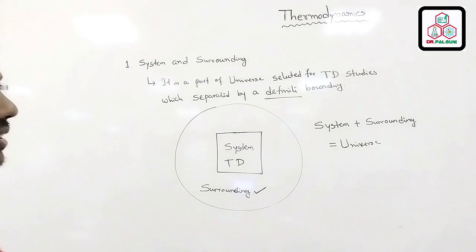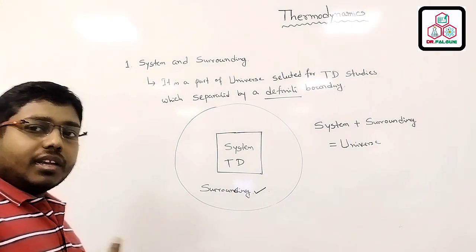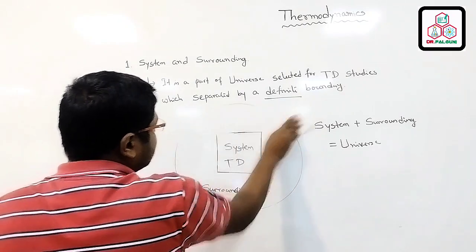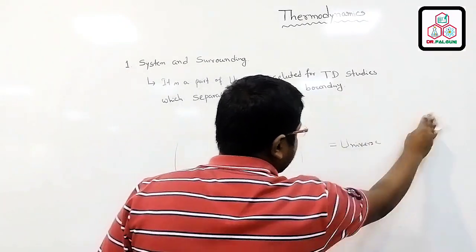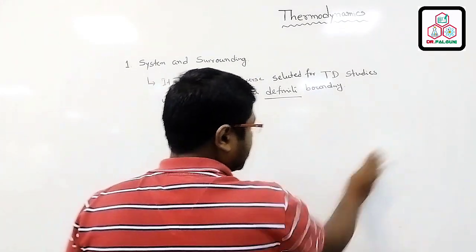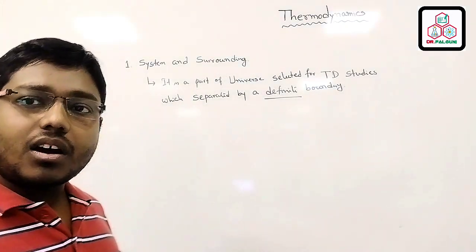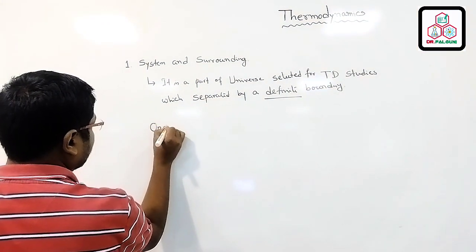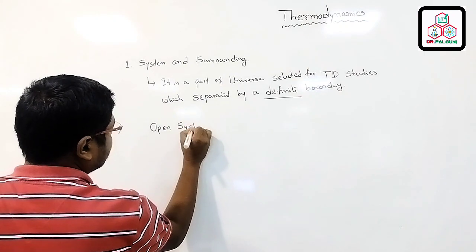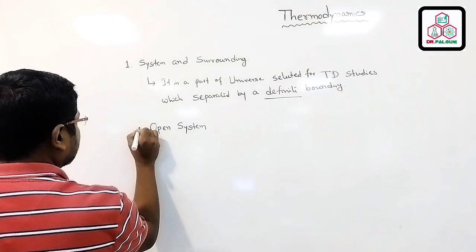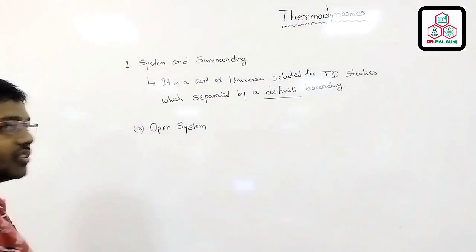So a system can be of different types. Generally you can divide systems into three types. The first one, A, is the open system.